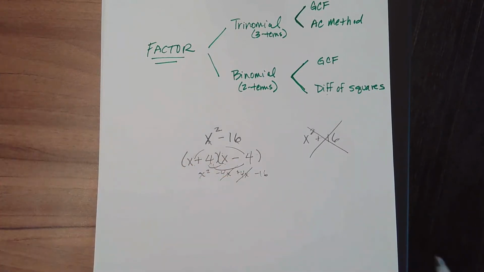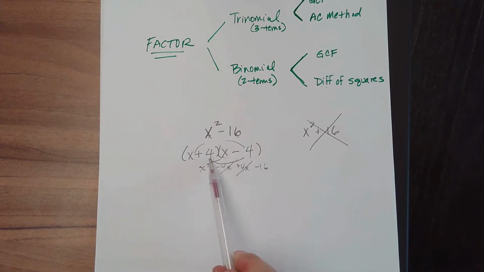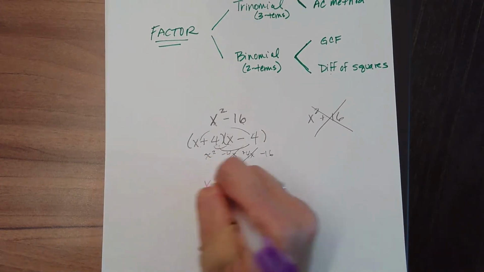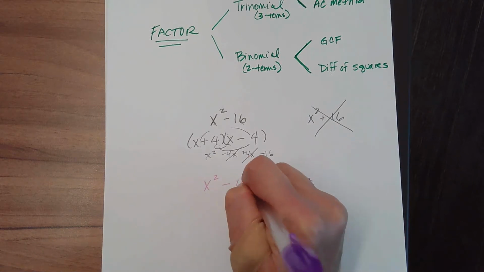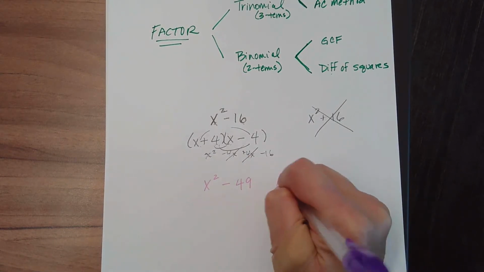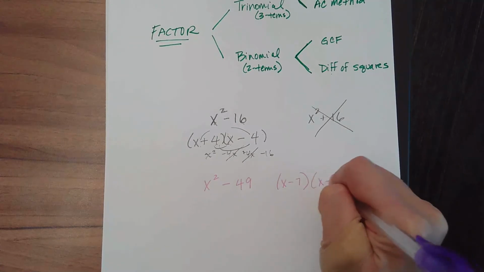It does not have to be in that same order. It could be x minus 4 and then x plus 4 in this parenthesis. It really doesn't matter. So again, something like x squared minus 49 would factor into x minus 7, x plus 7.